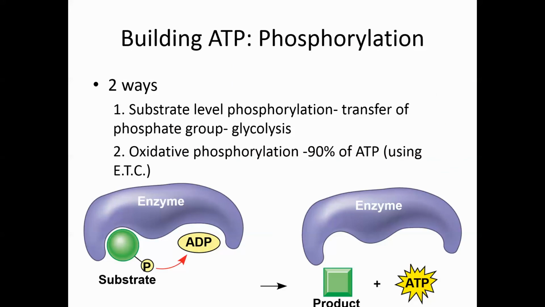Two ways to build ATP in this chapter. There's another way in the photosynthesis chapter, but in this way, the first way is substrate level phosphorylation, which will involve the use of an enzyme, which will remove a phosphate group from some other molecule and attach it to ADP, adenosine diphosphate, creating ATP. So that's why it's called a substrate level, because ADP and some other molecule that contains a phosphate group are substrates in this reaction. The other way is called oxidative phosphorylation, because oxygen is required. That occurs in the electron transport chain, and this is where most of your ATP is generated.